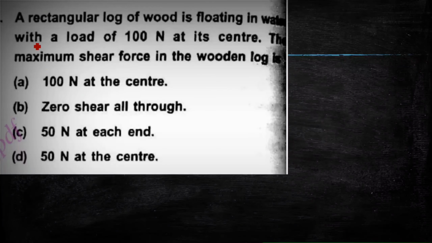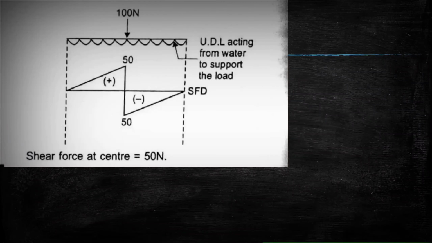Next question we have, a rectangular log of wood is floating in water with a load of 100 Newton at its center. The maximum shear force in the wooden log is option A 100 Newton at the center, option B 0 shear all through, option C 50 Newton at each end, option D 50 Newton at the center. This is a very good question. So let's look at the solution.